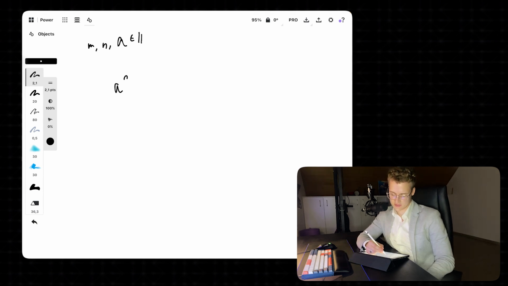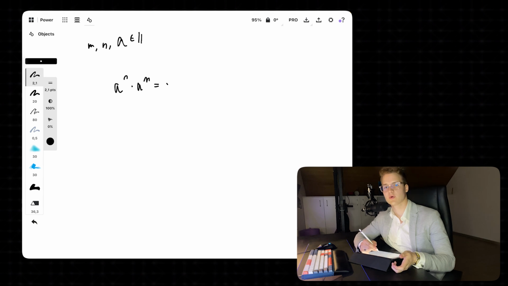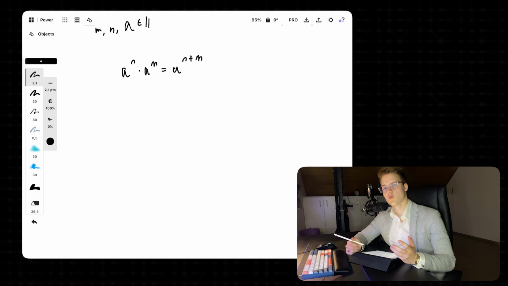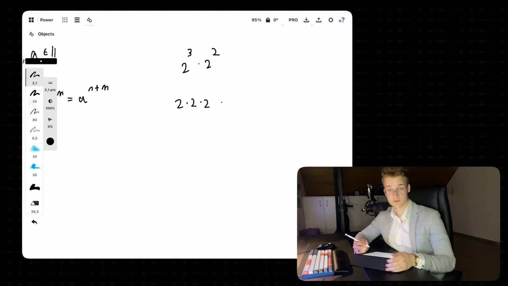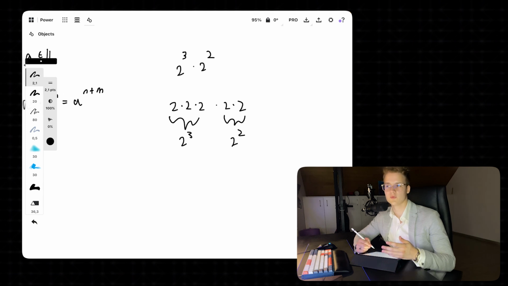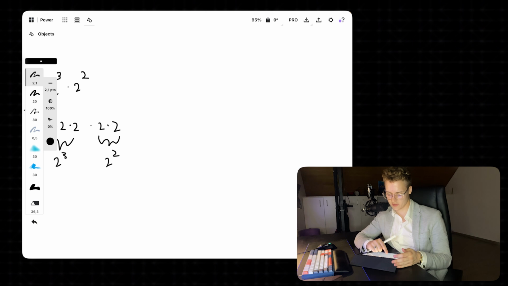Let's also say that m is a real number. a to the power of n times a to the power of m is going to be equal to a to the power of n plus m. What's the logic behind it? Well, let's say that we have 2 to the power of 3 times 2 to the power of 2. We're going to have 2 times 2 times 2, and then times 2 times 2. So this is 2 to the power of 3, and this is 2 to the power of 2. So basically you just add the powers together.